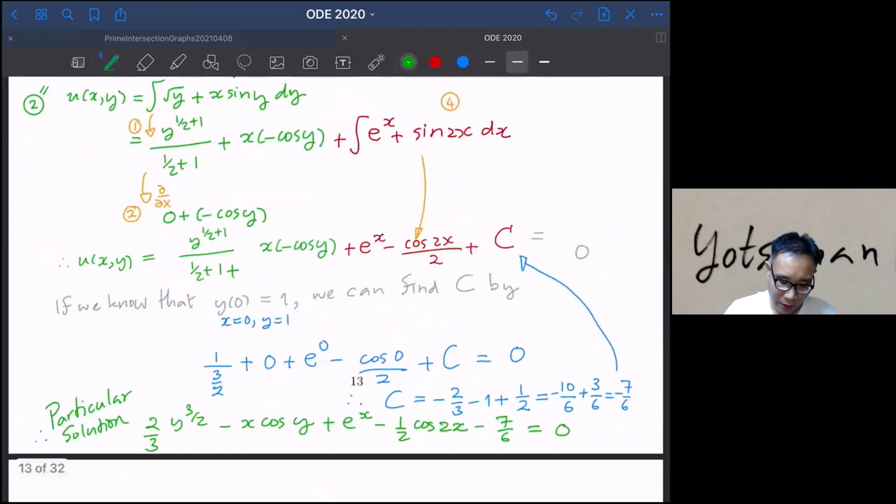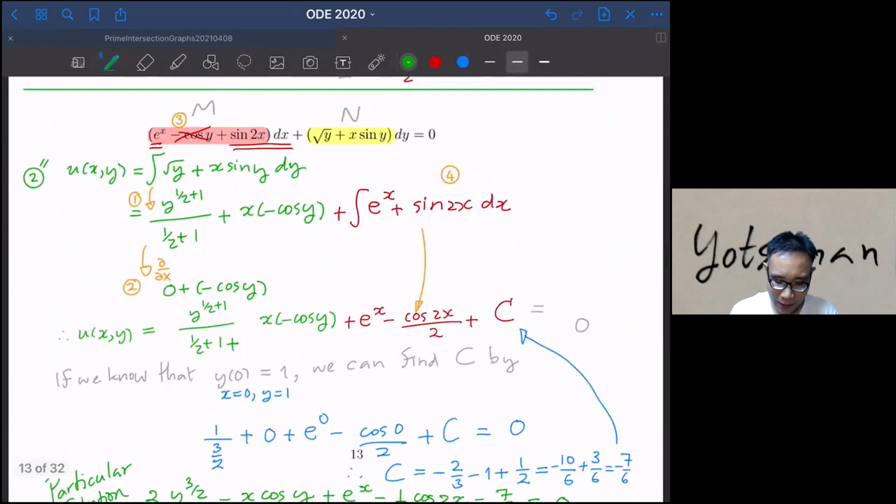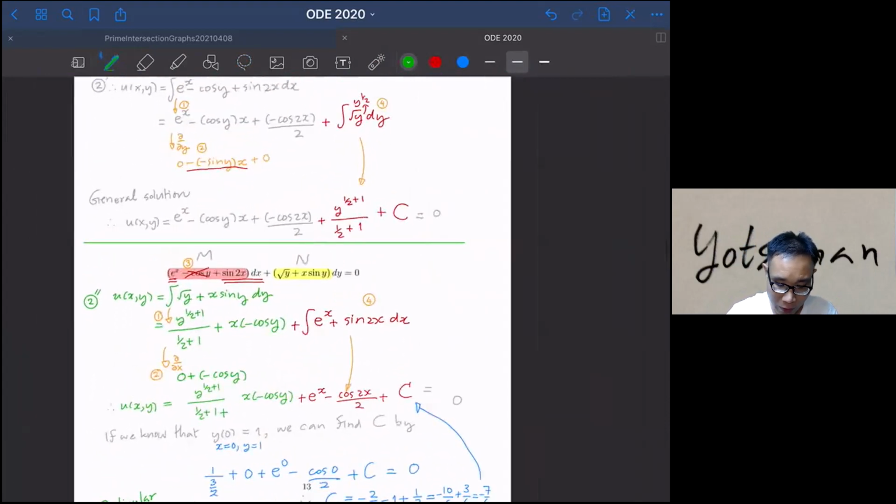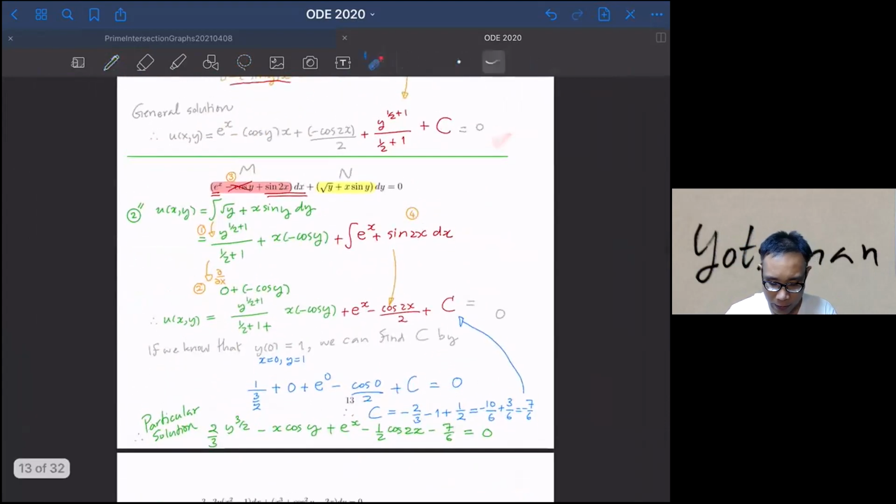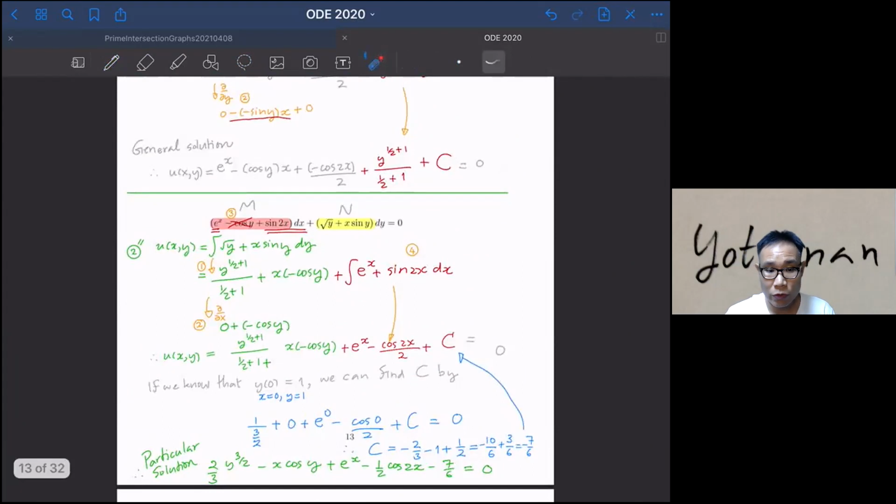So that would be the thing that we have for this one. Basically, you don't need to do the double prime. You can just have the prime and you get the general solution, and if the question gives you something extra, you'll be able to use it for finding the solution for C, and you're gonna get the thing called the particular solution.